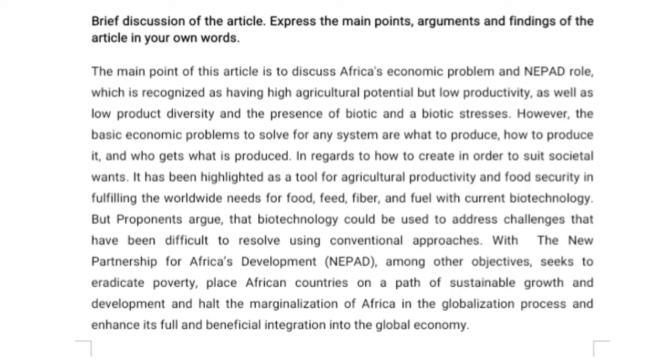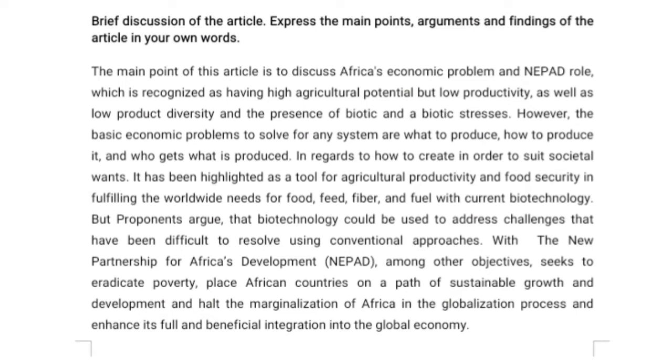In regards to how to produce in order to suit societal wants, modern biotechnology has been highlighted as a tool for agricultural productivity and food security in fulfilling the worldwide needs for food, feed, fiber, and fuel. But proponents argue that biotechnology could be used to address challenges that have been difficult to resolve using conventional approaches.